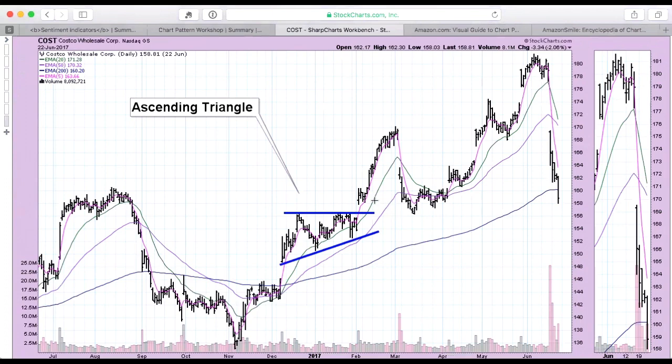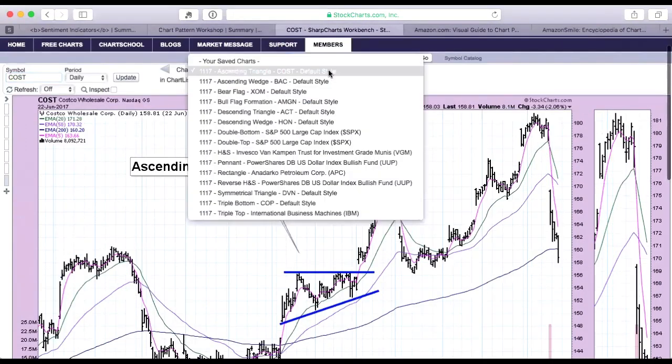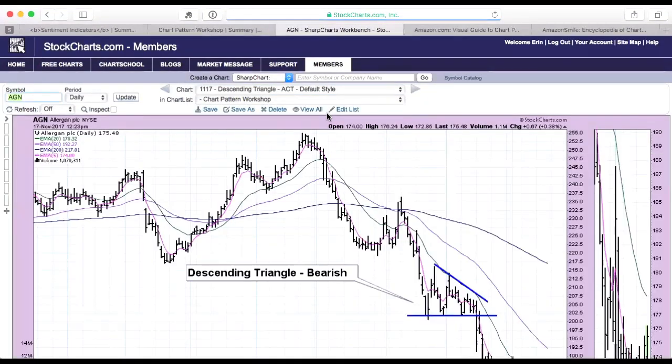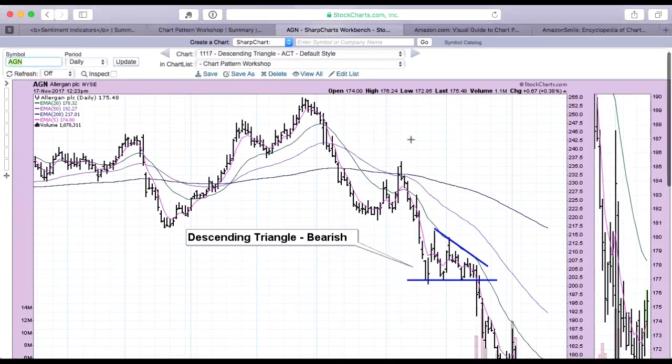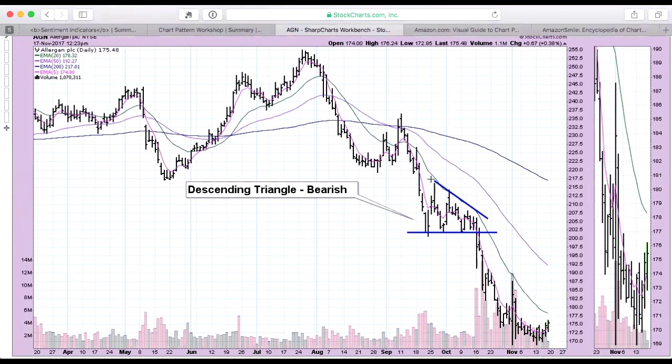So what's the opposite? Well, we have the descending triangle. So let's go to that one. See, I have lots of chart patterns to show you. All right. So here's the descending triangle. And it's pretty much the opposite of what we saw. These are bearish. The expectation is a breakdown from these patterns. But again, they can break either direction. But typically, you're going to see a breakdown from these patterns.